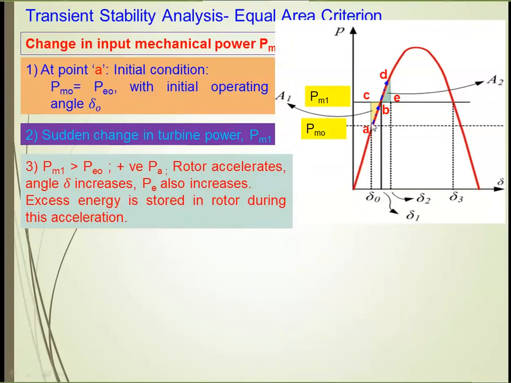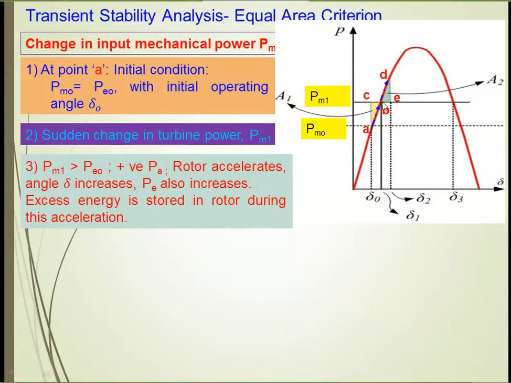So that means because of the accelerating power, angle delta is now changing in this direction here. So the rotor angle will increase. Why? Because of the positive PA, excess energy is stored in the rotor during this acceleration. Because the rotor is accelerating, the rotor speed is increasing now. When the rotor speed is increasing, that means you have more energy stored in the rotor during this acceleration.